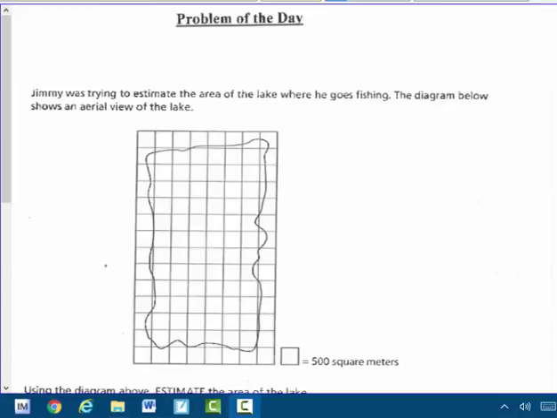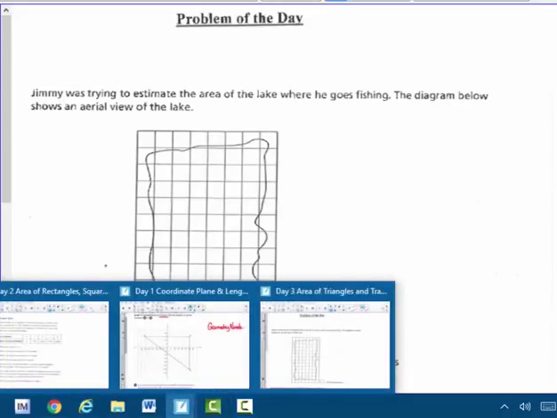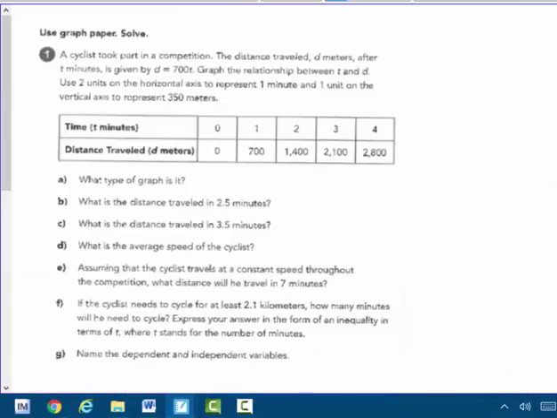Do this entire page. And I want you to go back one page, so back one page to page 21 and do this page as well. I'm going to start it, however, for you. So this is also a problem of the day page.